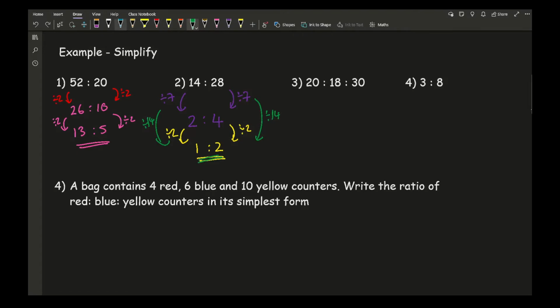So then moving on to the next one. Here we've got three numbers in our ratio, but the same thing applies. I need to find a number that goes into all of 20, 18 and 30.